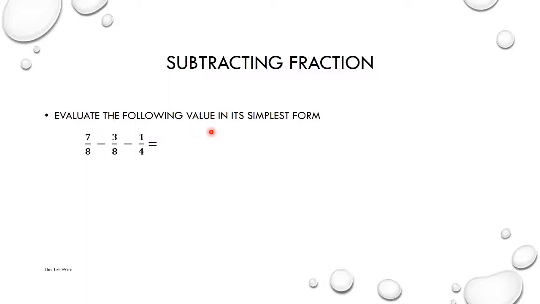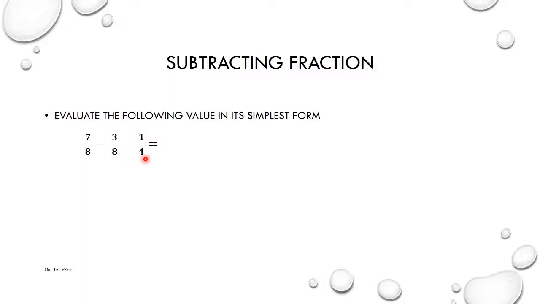Evaluate the following values in its simplest form. Now I have 7 over 8, subtract 3 over 8, subtract 1 over 4. Now both of these numbers have the same denominator value, which is 8, so I'll leave them by themselves.